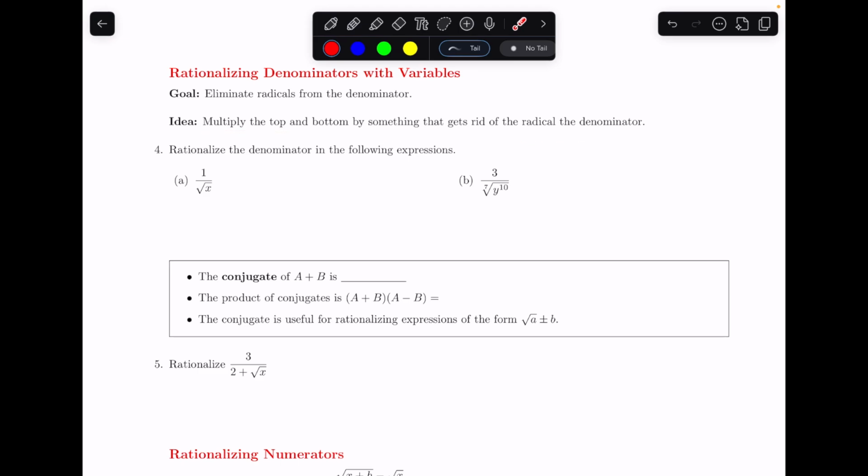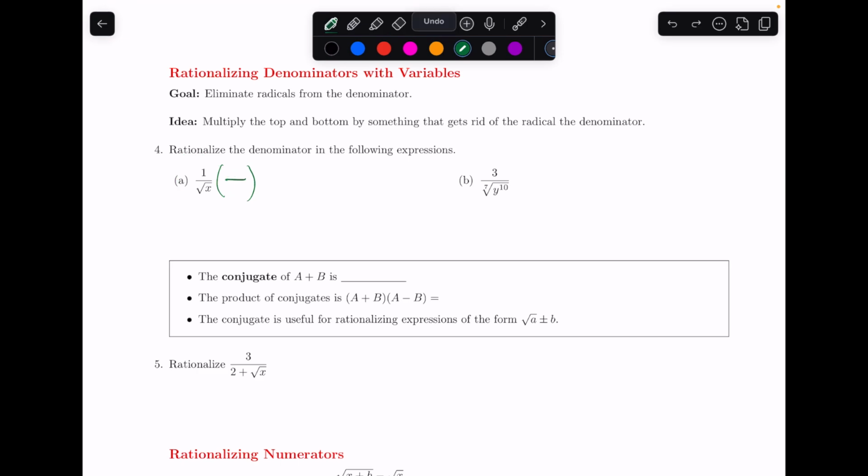So let's get right into an example. Let's say I want to rationalize the denominator in the following expressions. So in part A, I got this. And I know that when I have a fraction, I'm allowed to multiply the top and the bottom by something, as long as I do the same thing on the top and the bottom. Like if I were to multiply by 3 over 3, 3 over 3 is just 1. And if you multiply by 1, it just gives you the original thing. It's not changing the value. That's why this is a legal step.